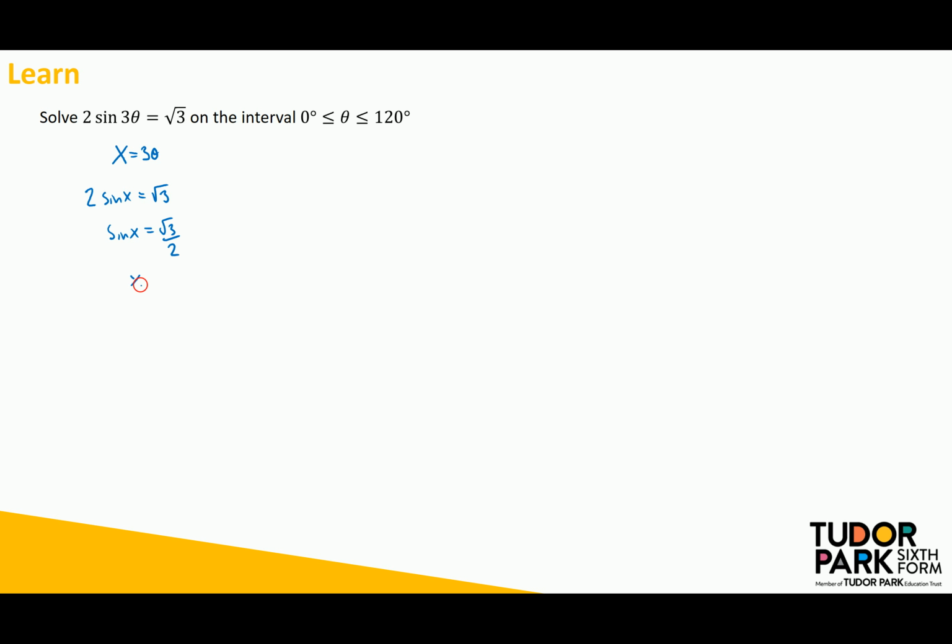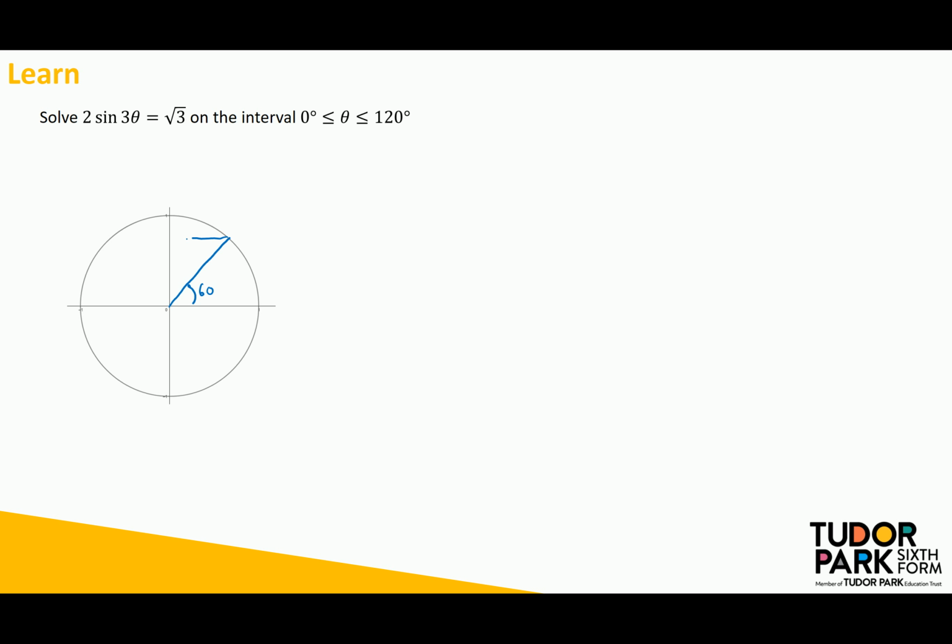And I know that my principal solution from this is going to be 60 degrees. Now I'm dealing with 3 theta, so the range is also going to change slightly when I'm thinking about x. So I need to multiply these by 3, which is going to give me 1080. So what I want to do is solve this equation over the range x is between 0 and 1080.